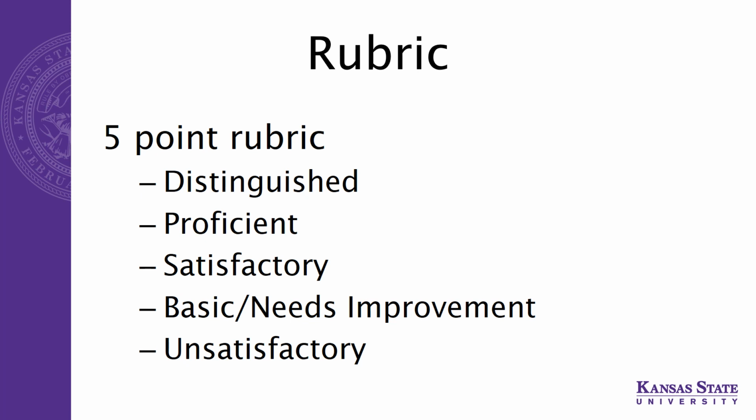A 2 is basic or needs improvement. The evidence demonstrates that there's some analysis, synthesis, and application. And finally, a 1, which is unsatisfactory, which means that the evidence demonstrates little or no analysis, synthesis, and application.